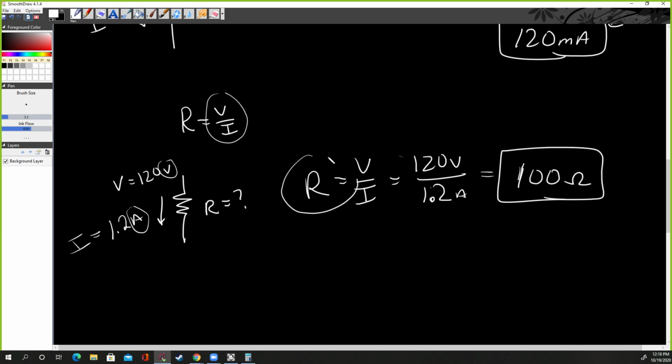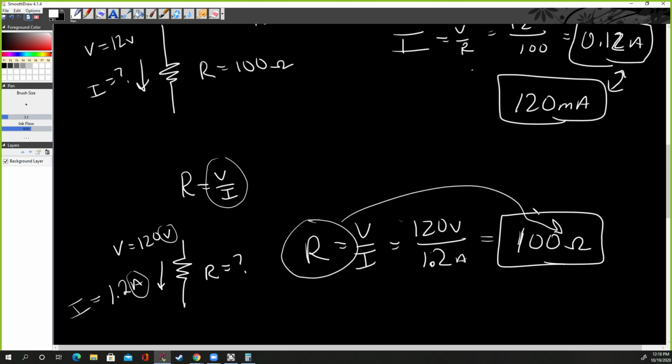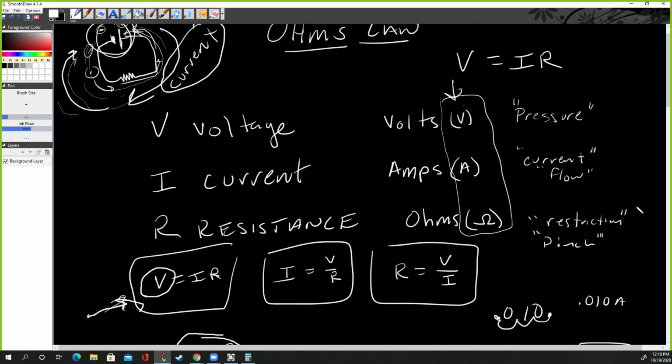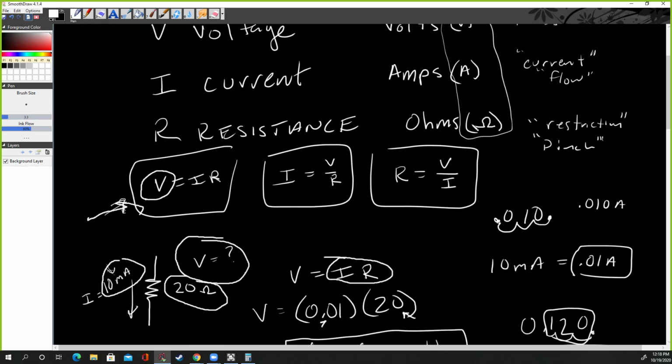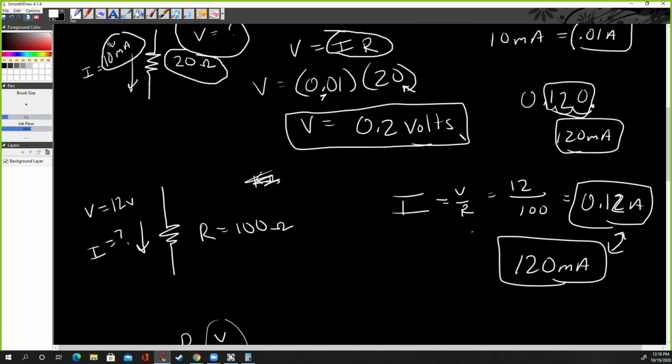Remember, resistance is measured in ohms, right? So we put 100 ohms. If you're not sure, here's my little chart. Resistance is measured in ohms. Current is measured in amps. Voltage is measured in V. And that's all three types of problems you'll have.